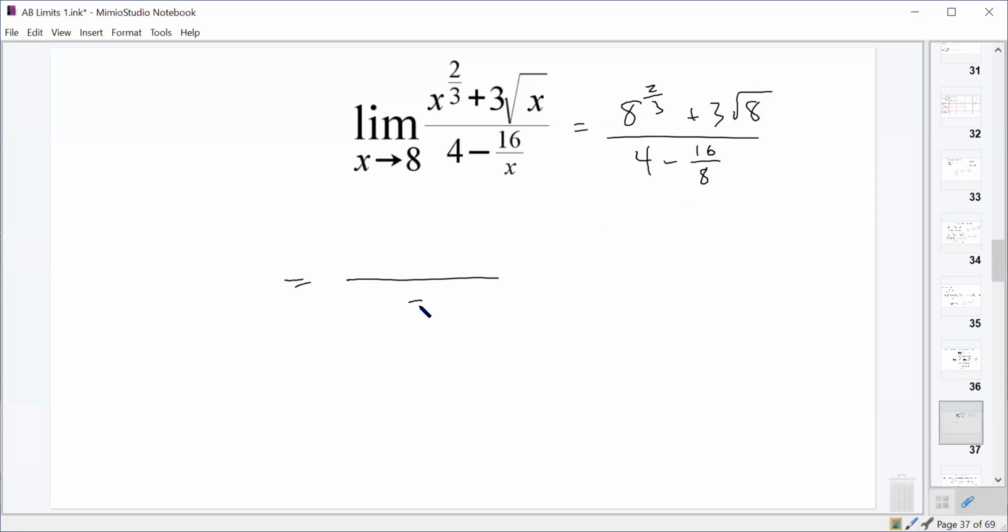The denominator is 2, so I think 2. The only reason I'm here is you guys do things like power of 2/3. If you can cube root the number, do that first. So what's the cube root of 8? Should be 2, and then you square the 2 to get 4. And then for the root 8, you should rationalize root 8 into 2 root 2, so that becomes plus 6 root 2. Divide both terms by the 2, and you get 2 plus 3 root 2.